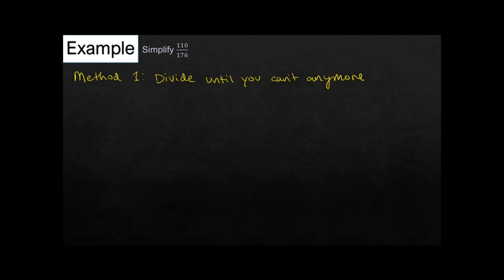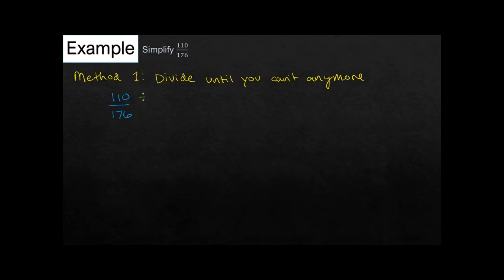So you start with your fraction, and then you try to figure out what number can I divide into both numbers. I always start with dividing by 2 if possible, because it's easy to see if I can divide by 2. If the last digit is an even number or 0, like 0, 2, 4, 6, or 8, I can divide it by 2. Since I have a 0 and a 6, I can divide both of those by 2. So that's what I'm going to do.